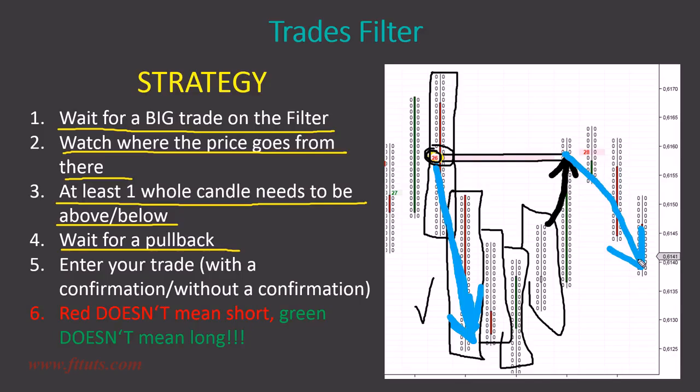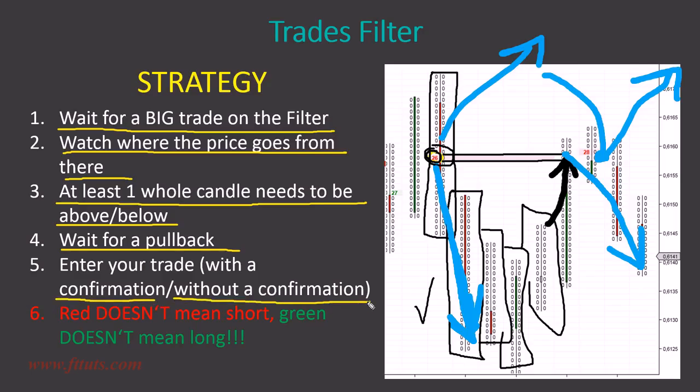Alright, this is the short trade scenario. If the price went upwards from the 26, like this, then you would be waiting for a pullback and you would go long. Now you can enter your trade with a confirmation or also without a confirmation. I'll talk about this a little bit more in the next slide.